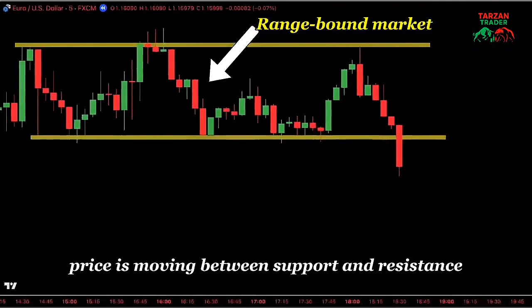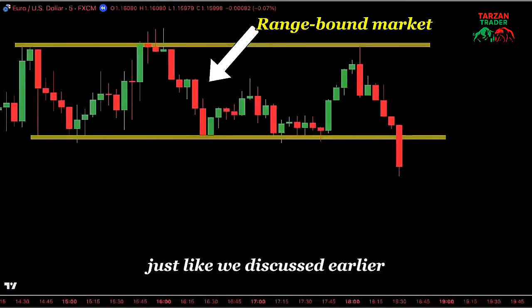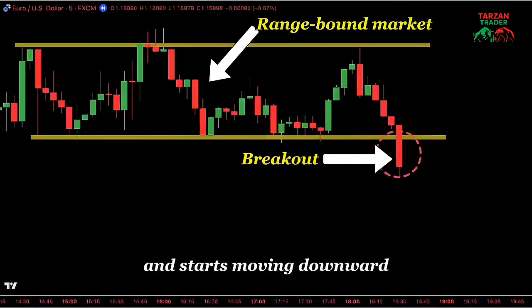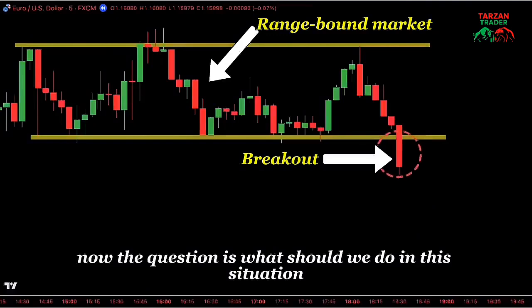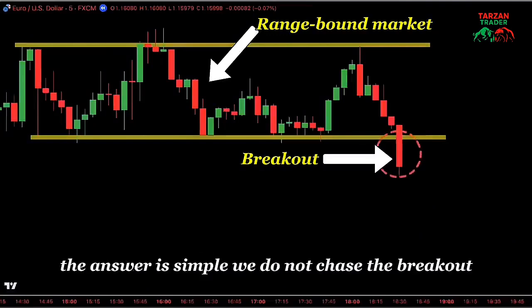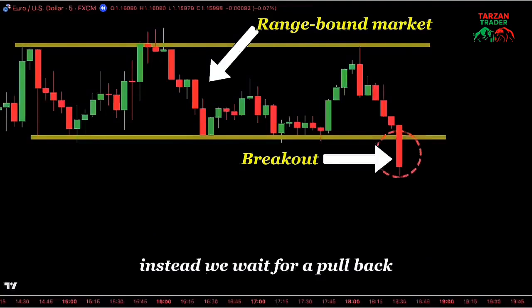In this case, we have a range-bound market. Price is moving between support and resistance, just like we discussed earlier. But something different happens here. The market breaks below the range and starts moving downward. Now the question is, what should we do in this situation? The answer is simple. We do not chase the breakout. Instead, we wait for a pullback.